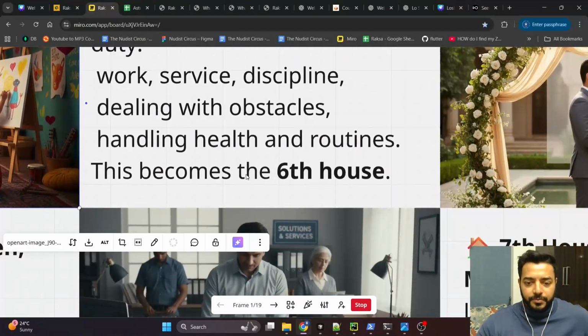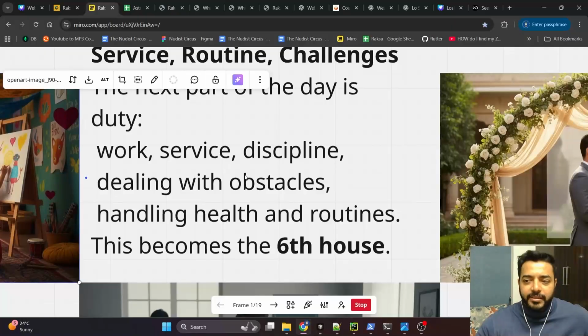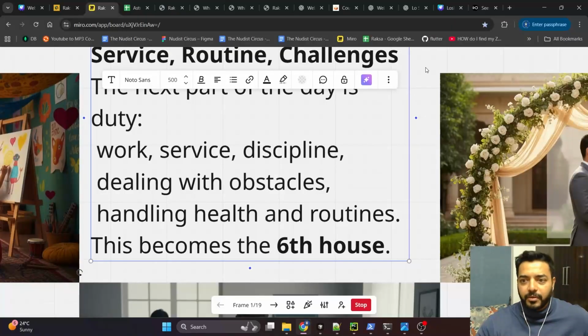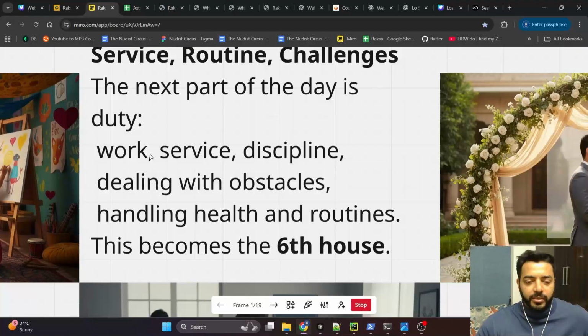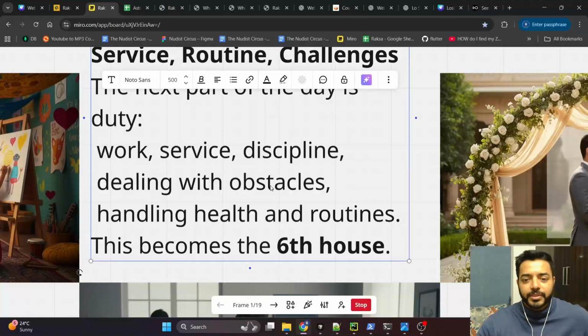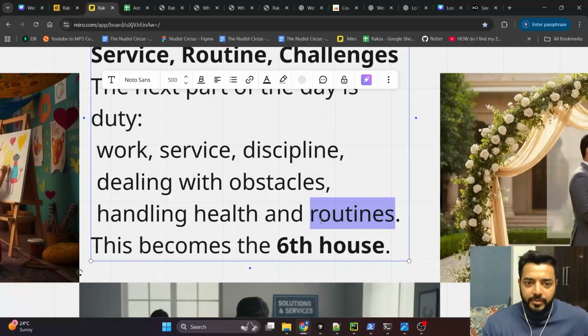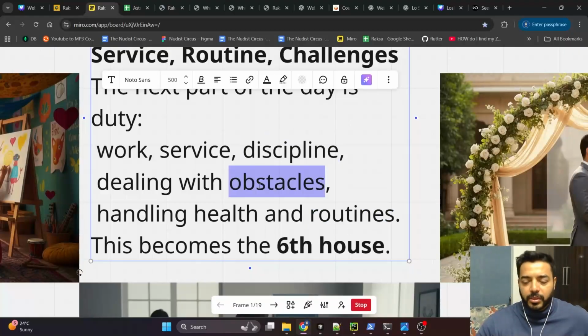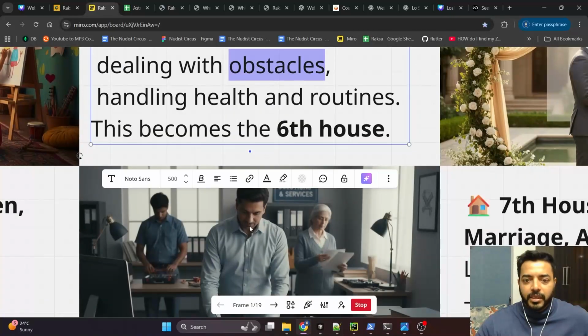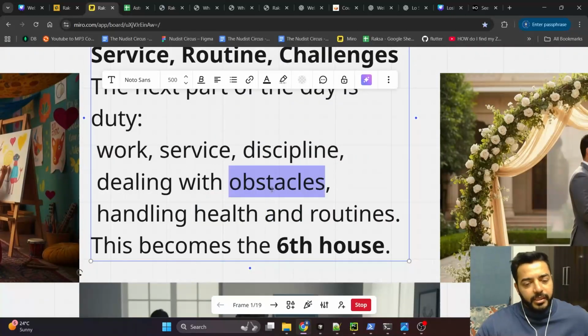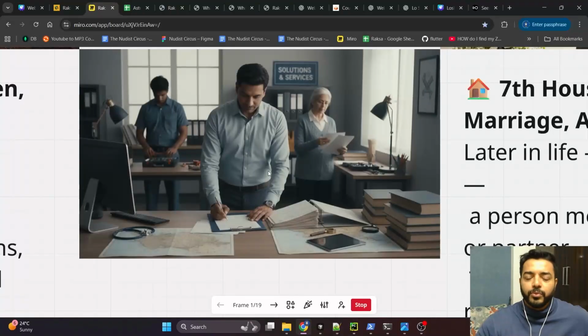After that, the sixth house, right? In the sixth house, next part of the day is duty, work, service, discipline, dealing with obstacles, handling health and routines. Now he met his mother, he met his children and he's played with them. The next thing is work and routines and his obstacles. What were life's obstacles? So he's going to solve the obstacles or think about the obstacles. So he's going to do his work. So sixth house is about service, it's about daily work, routine, health, obstacles, legal issues, etc.